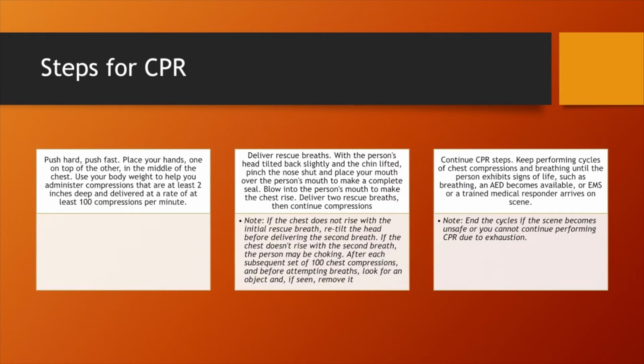Steps for CPR. Push hard, push fast. Place your hands one on top of the other in the middle of the chest. Use your body weight to help you administer compressions that are at least 2 inches deep and delivered at a rate of at least 100 compressions per minute.